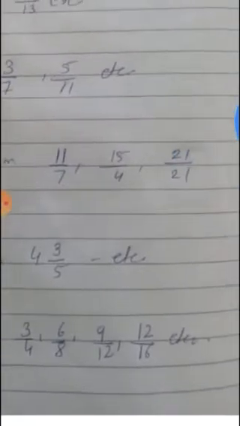Fourth one, improper fraction. A fraction whose numerator is more than or equal to its denominator is called improper fraction. Example given 11 by 7, 15 by 4, 21 by 21, etc. Next one, mixed fraction. A number which can be expressed as the sum of a natural number and a proper fraction is called mixed fraction. Here example 1 3 by 4. 1 is a natural number and 3 by 4 is a proper fraction.